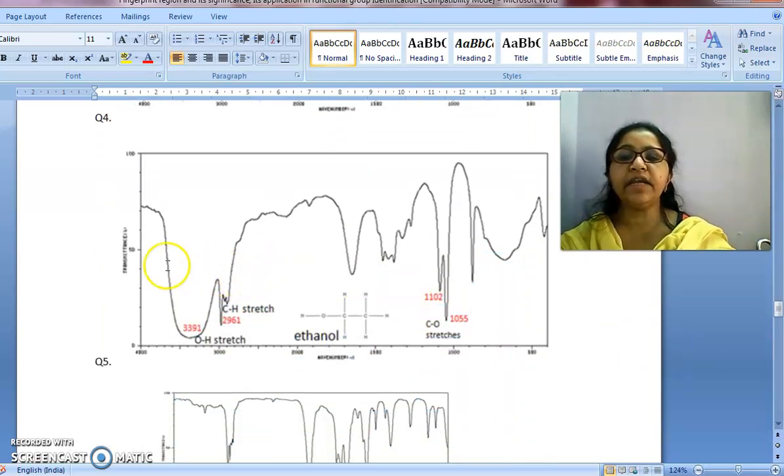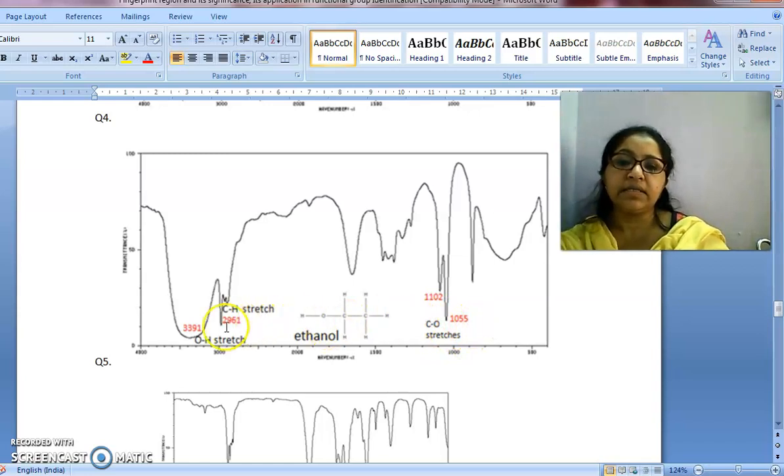Next one, it is very clear that this broad peak is for O-H. Along with that, there is a C-H group. So it is clear that we have this one as what? It is an aliphatic alcohol. You have C-O stretching also, C bonded to O is there. So here it is an aliphatic alcohol.